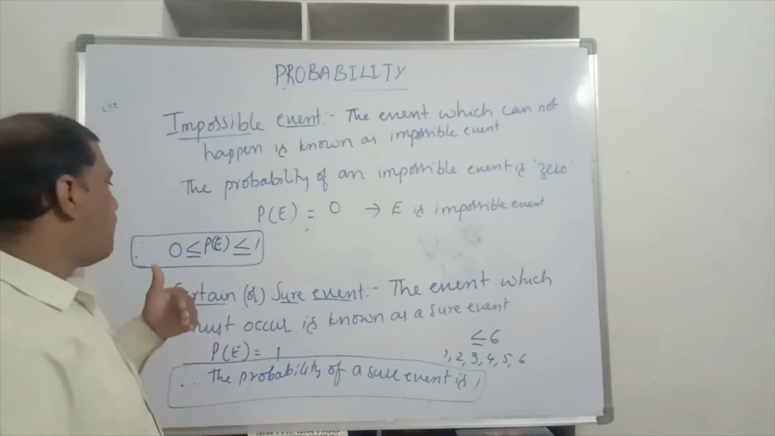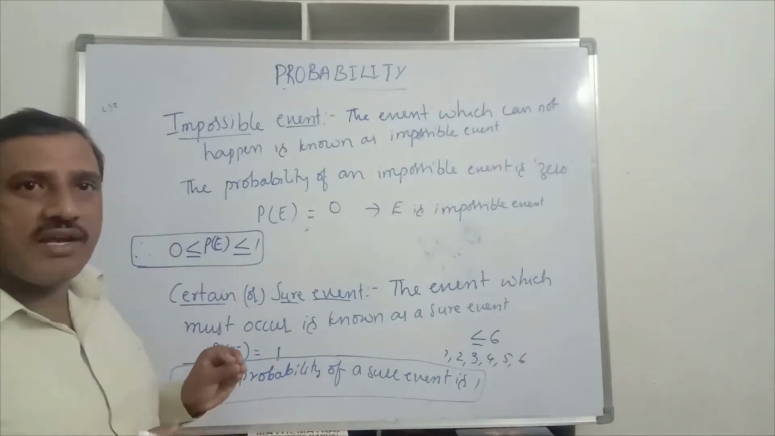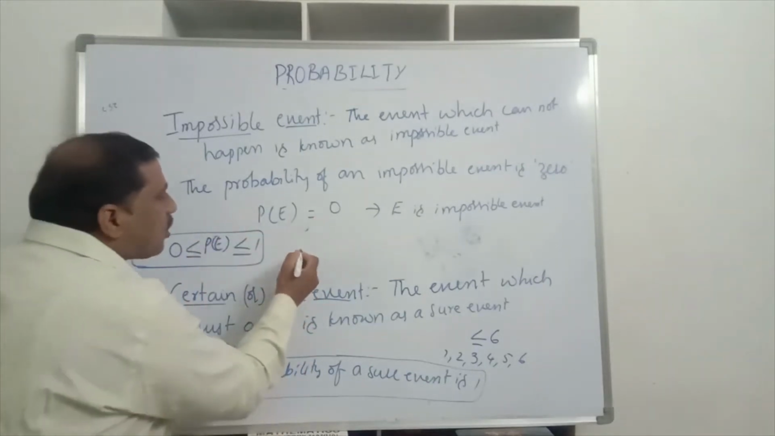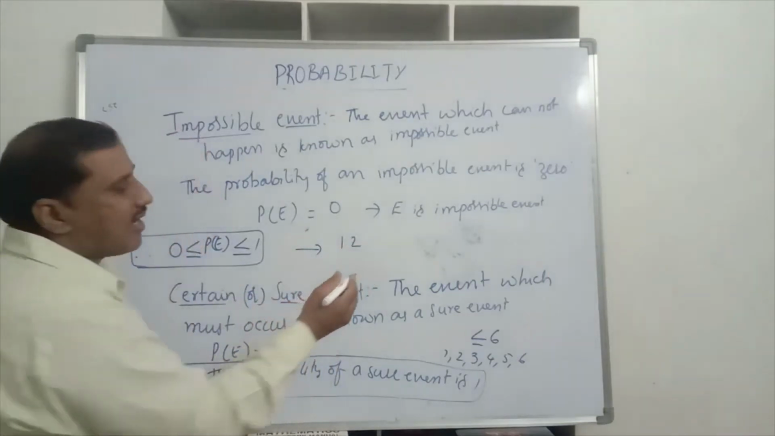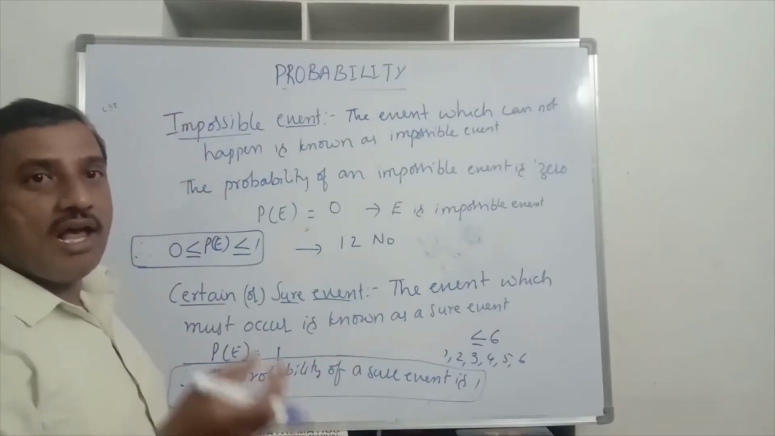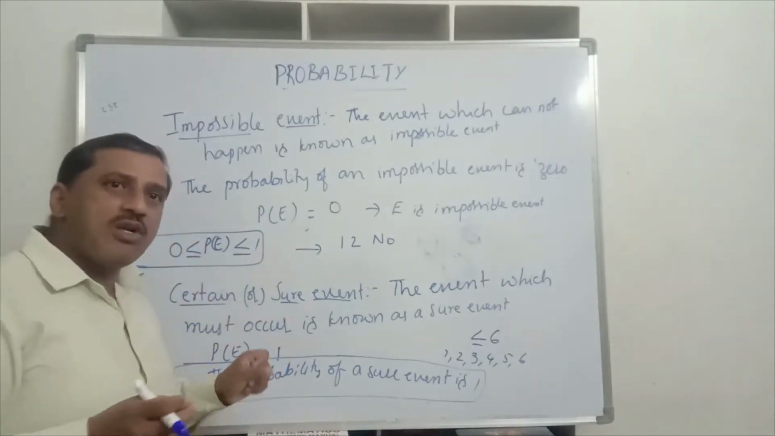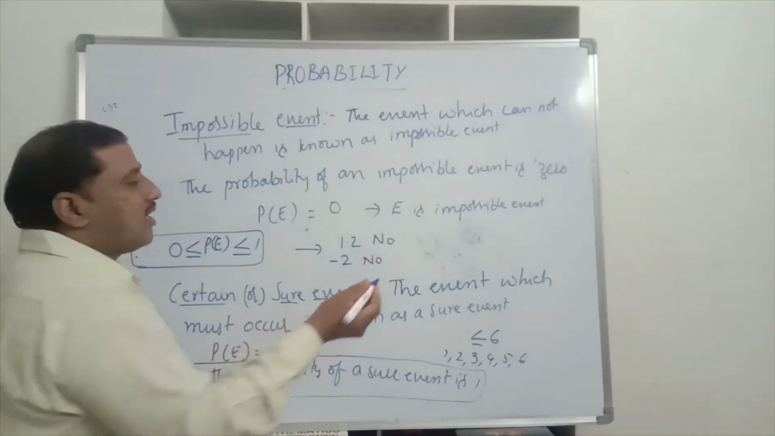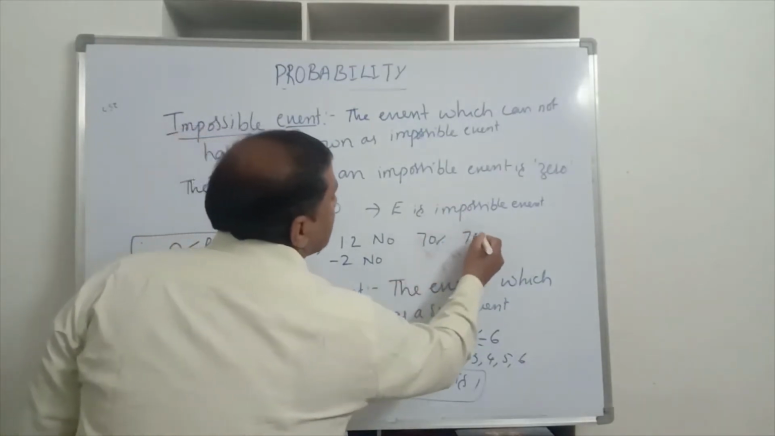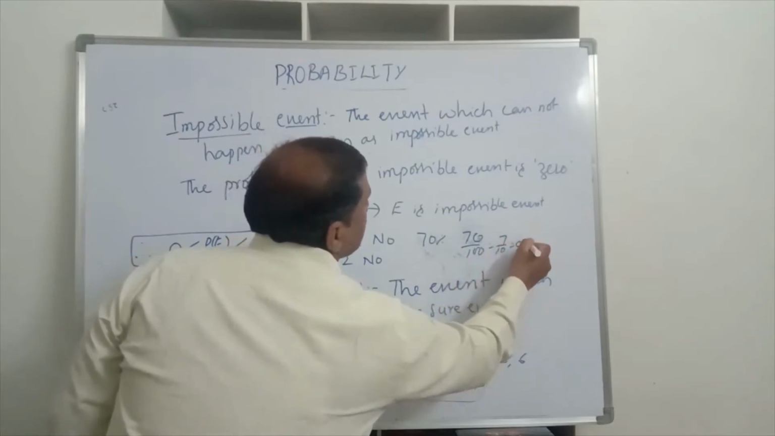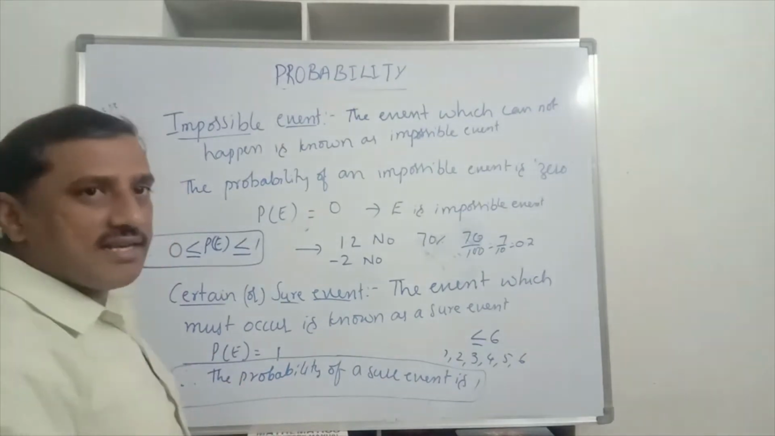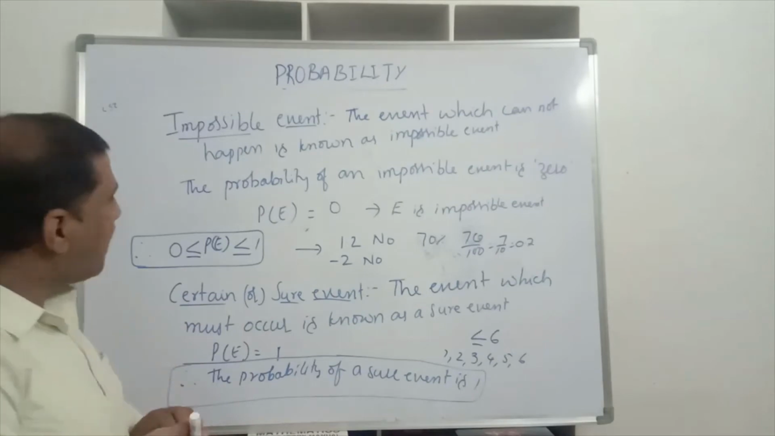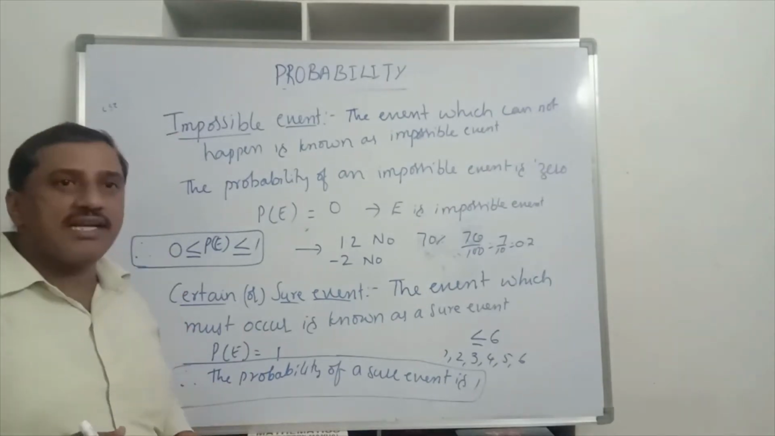So it will not be more than 1 or less than 0. Less than 0 means negative values. Probability of any event will not have negative values, and it will not be more than 1. Is it possible to have a probability of an event 1.2? No, because 1.2 is more than 1, but the maximum probability is 1. Is it possible to have a probability of minus 2? Again, no. Is it possible to have an event with 70%? Yes. 70% means 70 by 100, that is 7 by 10, which is 0.7, which is less than 1. So always the probability of any event will be either 0 or 1 or in between 0 and 1. Is it clear, children? That is how we find the probability of an impossible event and of a certain or sure event.